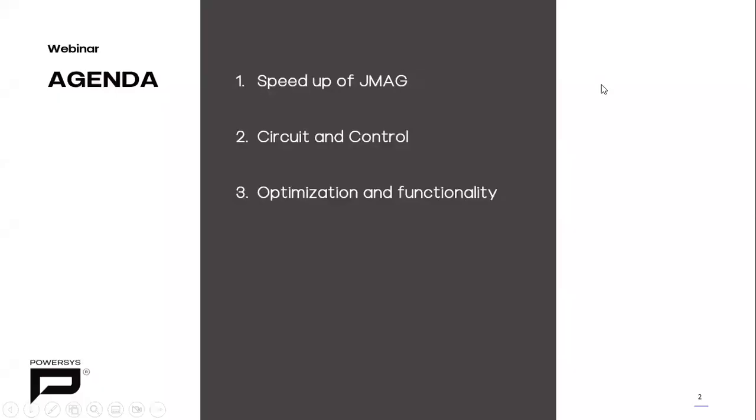Quickly moving on to the agenda of today's webinar. Today we are going to see the new functions and features that got enhanced in JMAG version 22.0 in terms of speed up of JMAG, and what are all the enhancements that have been carried out in circuit and control, and especially in terms of optimization and functionality. That is what we are going to discuss in today's webinar.